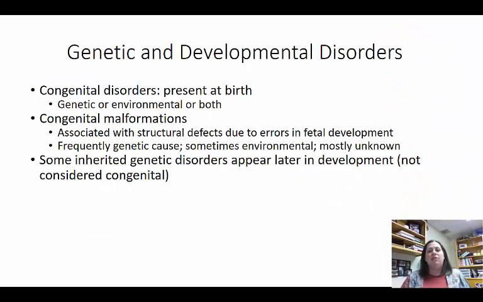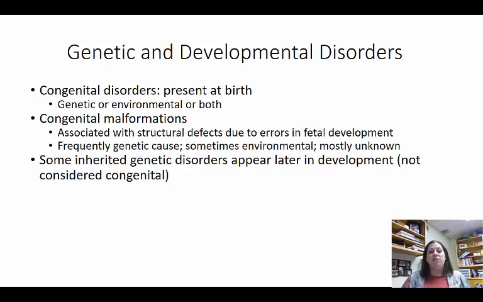So when we're looking at genetic and developmental disorders, genetic disorders mean that the genetics have been altered or messed up in some way. Developmental disorders means that the development didn't take place like it should. That could have been due to the mom smoking or drinking or something happening that causes the development not to occur. So congenital disorders are present at birth. They could be genetic or developmental or environmental, or they could be a combination of both.